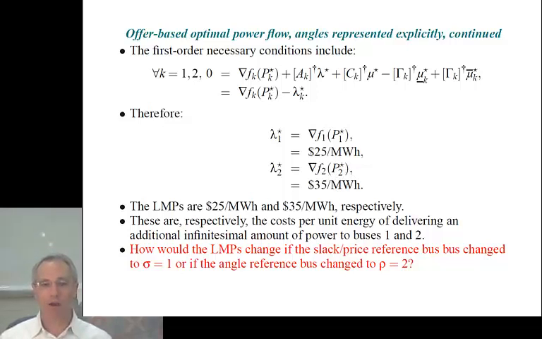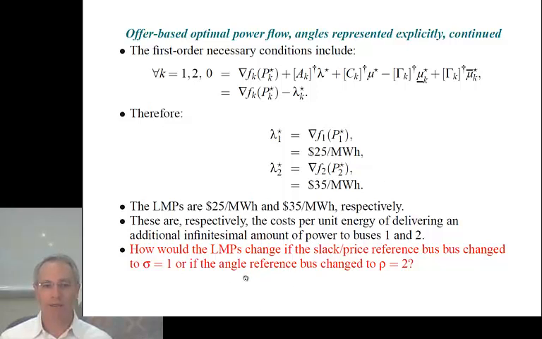So the LMPs are $25 per megawatt hour and $35 per megawatt hour respectively. These are the costs per unit energy of delivering an additional infinitesimal amount of power to buses 1 and 2 respectively. To deliver some extra power to bus 1, we generate at bus 1, that would cost us 25. To deliver some extra power to bus 2, that would cost us 35.